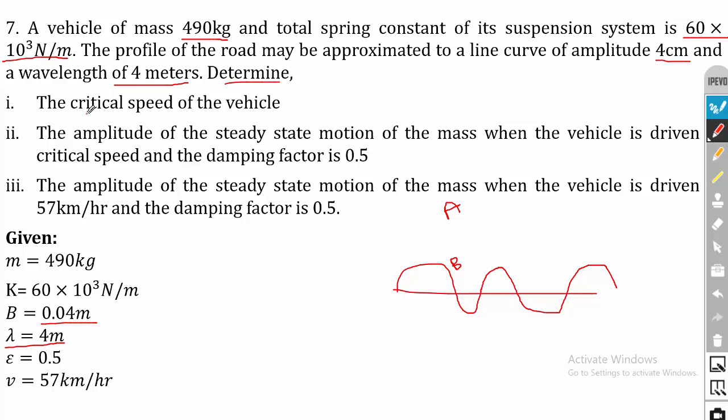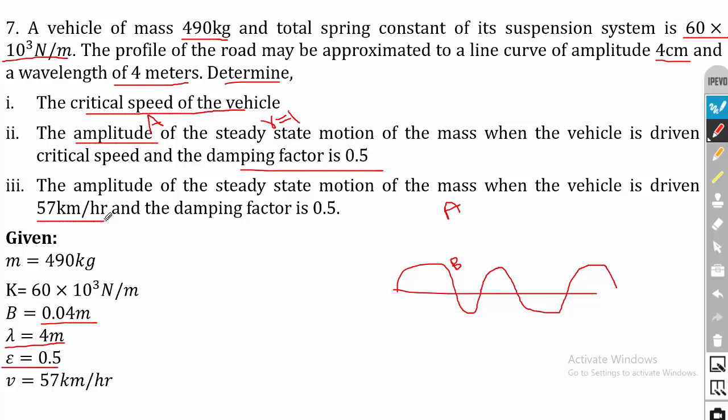Determine, first, the critical speed of the vehicle. Second, the amplitude of steady state motion of the mass when the vehicle is driven at its critical speed and the damping factor is 0.5. So here we have to calculate the amplitude A when r is equal to 1, or when omega is equal to omega n. Then the third one is the amplitude of steady state motion of the mass when the vehicle is driven at 57 km per hour.